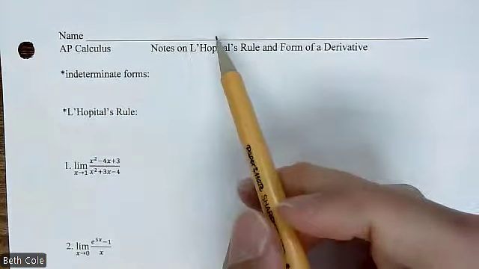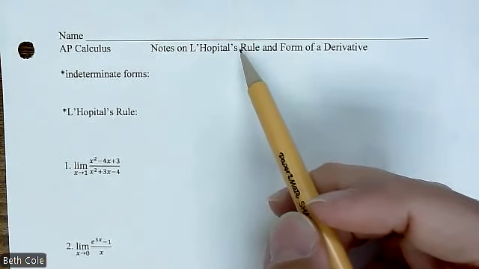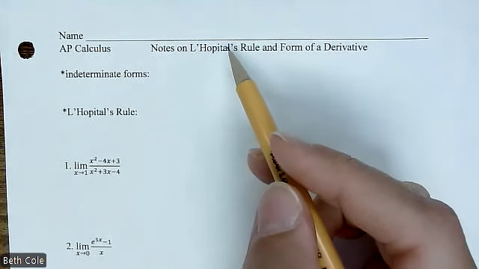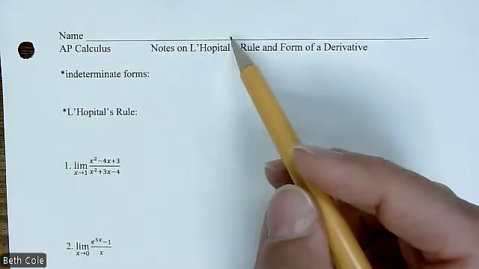So the first thing we're going to talk about is L'Hopital's rule. It's a rule for limits, but you can't teach it in the limits unit because you need to know your derivative rules in order to do it. So that's why it fits in this unit where we're doing all the derivative rules.